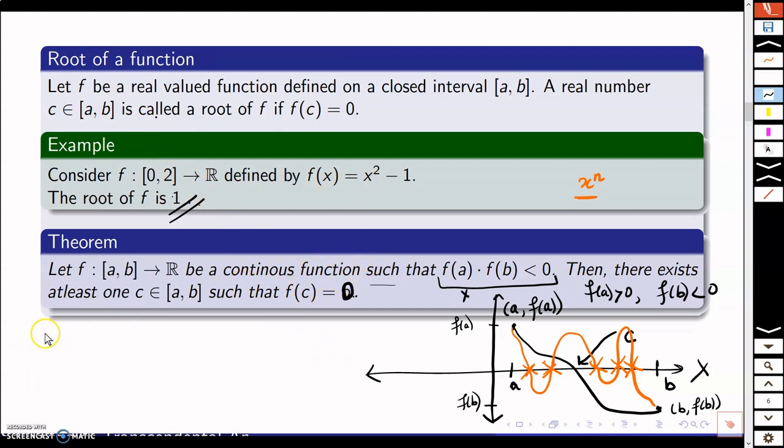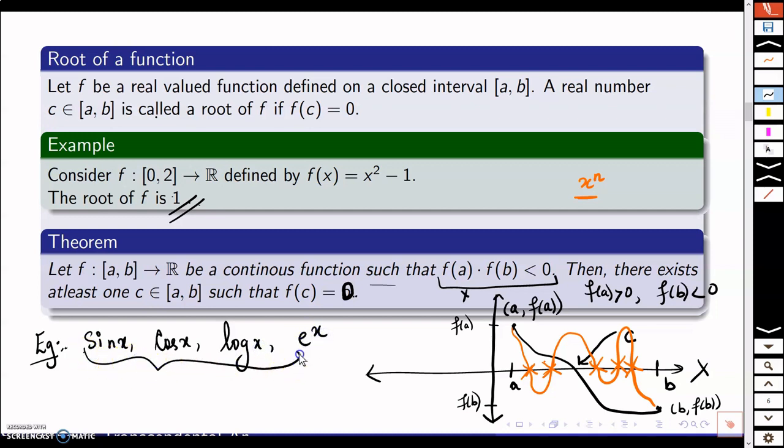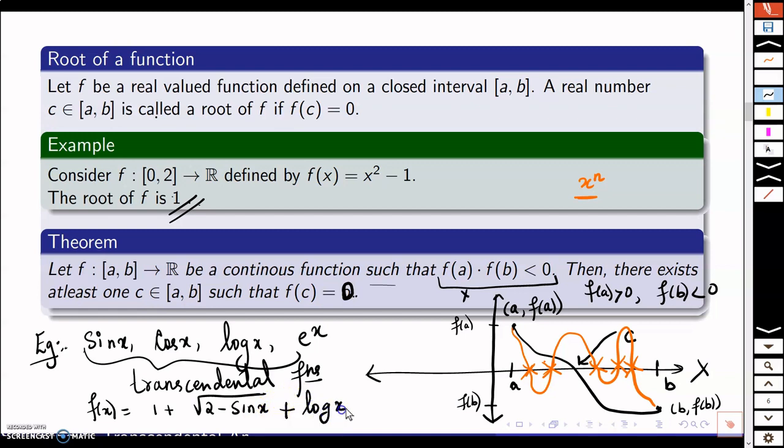Another thing is functions like trigonometric functions, sin x, cos x, or logarithmic functions or exponential functions. These functions are called transcendental functions. So whenever you have functions involving these, for example, 1 plus root of 2 minus sin x, there is no standard way to solve this equation, to find its roots, right? Or I can make it more complicated by adding log x. So the bisection method helps us find roots of such functions if the roots exist.